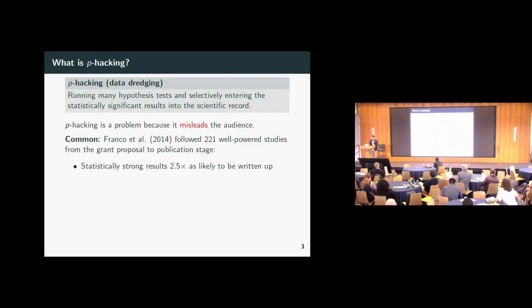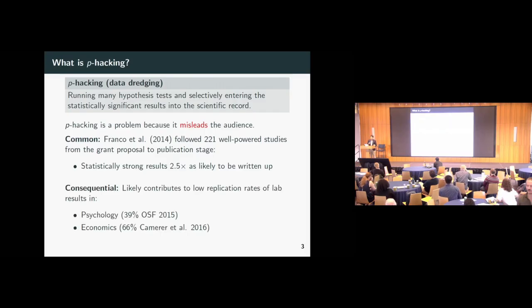There's plenty of evidence, which I'm sure this audience is familiar with, that p-hacking is a pretty common process. For example, Franco et al., which was cited earlier, followed more than 200 well-powered studies from the grant proposal to the publication stage and found that statistically strong results were significantly more likely to be written up than results that were not statistically significant. I probably also don't need to argue to this audience that p-hacking is consequential and probably has an impact on the conclusions that we draw across the social sciences. It may be a strong contributor to observed low replication rates across the social sciences.